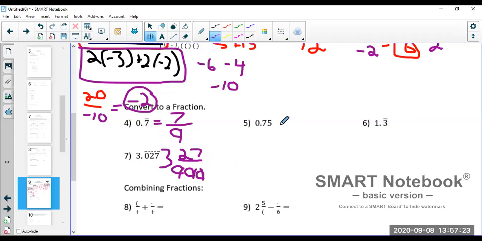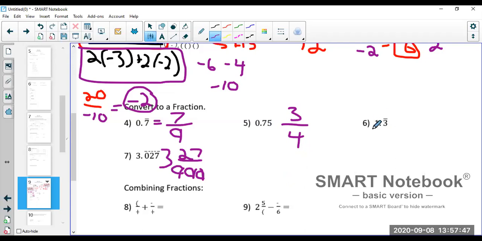Here we have 0.75 again. So these are ones we want to learn. When it's quarters like this, so like 0.25, 0.5, 0.75, things like that, that's going to be over 4. Okay. So anything over 4, and then how many is that? 0.25 is 1, 0.5 is 2, 0.75 is 3. So this becomes 3 over 4.